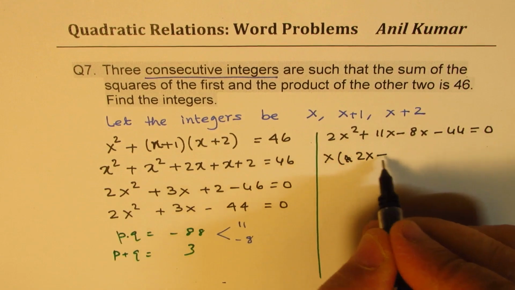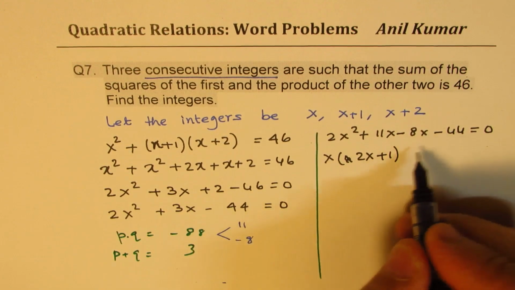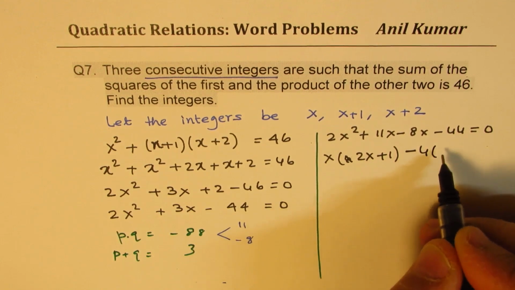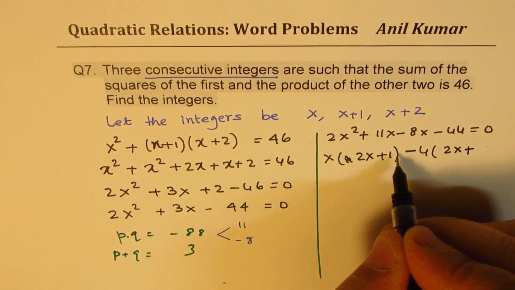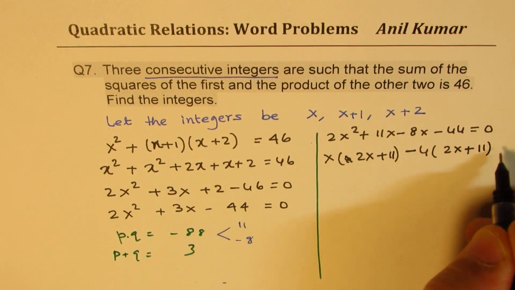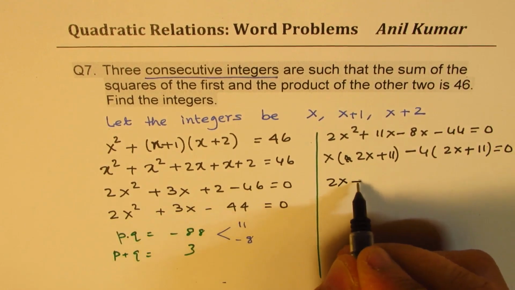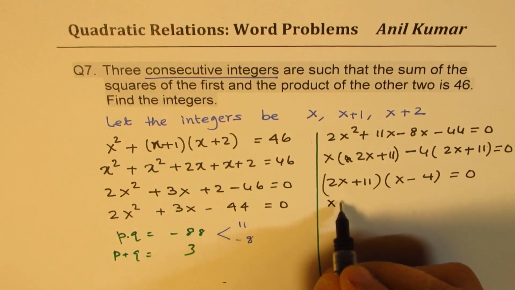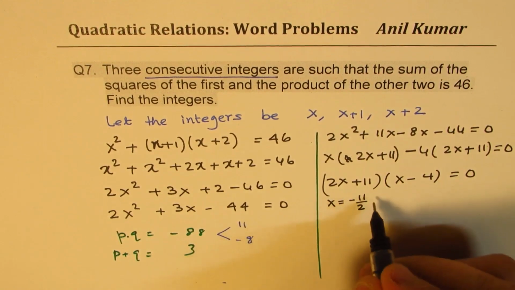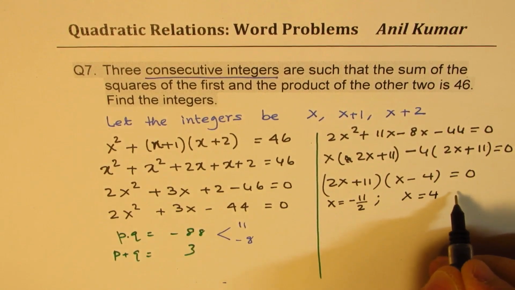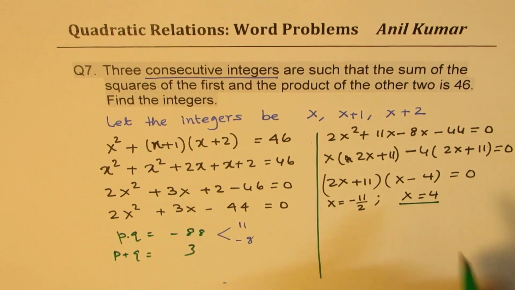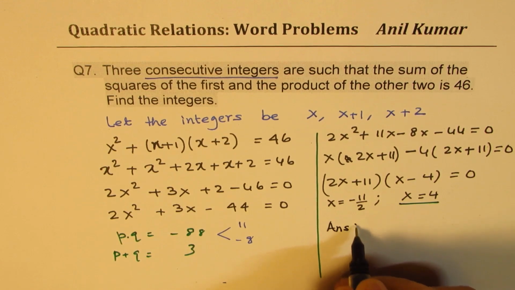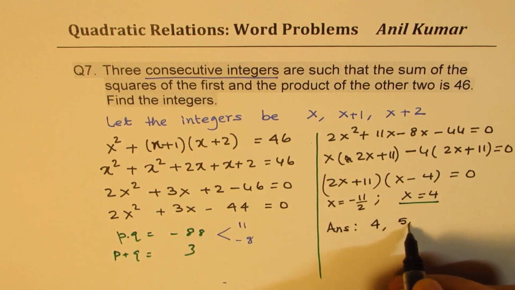We get 2x plus 11 here, and here we have 4 common. Negative 4, so we get 2x plus 11 equals to 0. Now 2x plus 11 is common, we get x minus 4 equals to 0. So this gives you x as minus 11 by 2, which is not an integer, and that gives you x equals to 4, which is correct, right? So that becomes our solution, x equals to 4. Now if x is 4, the three integers will be 4, 5, and 6, right? So the answer here is the integers are 4, 5, and 6.